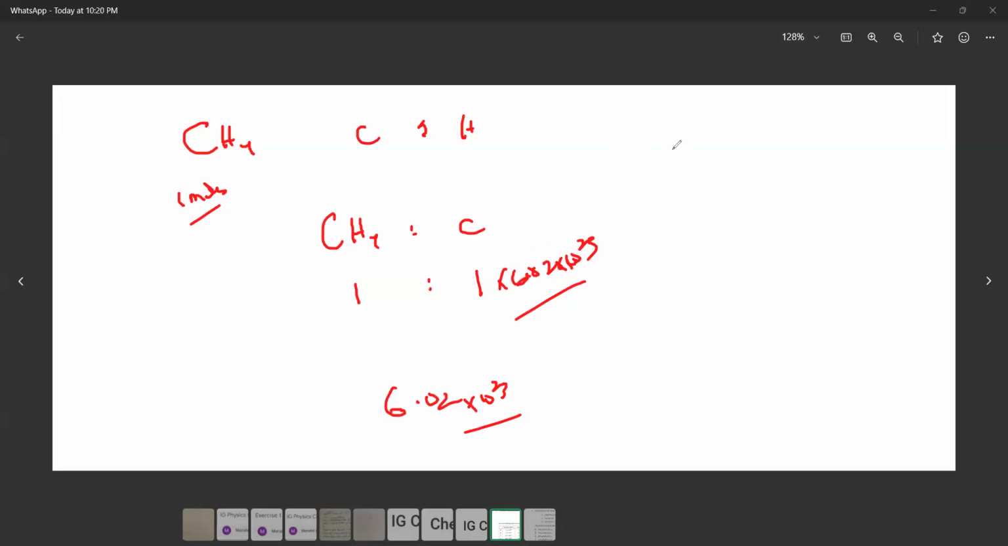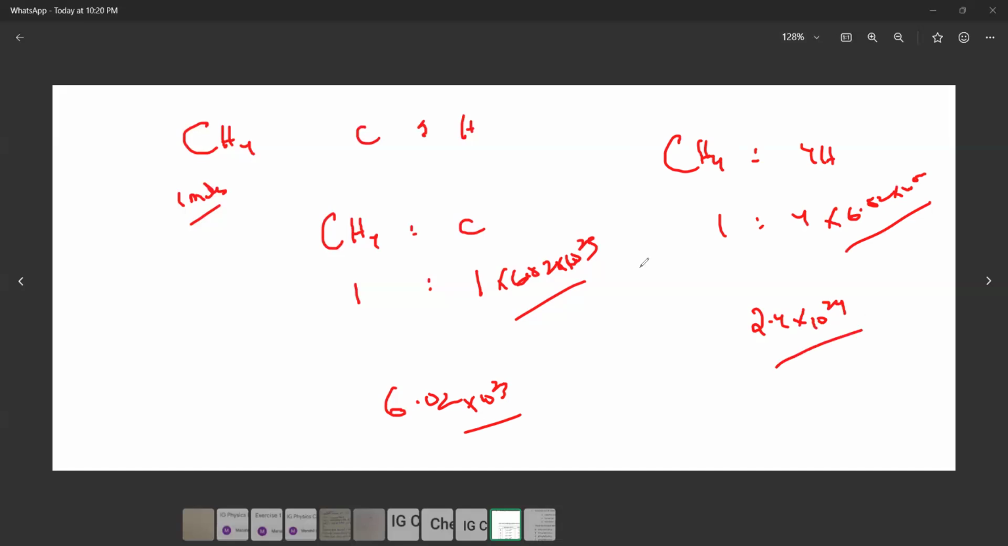And what about the number of hydrogen atoms? One molecule of methane contains 4 hydrogen. So the ratio is 1:4. So 4 will be multiplied by 6.02 exponent 23. So we got 2.4 exponent 24.